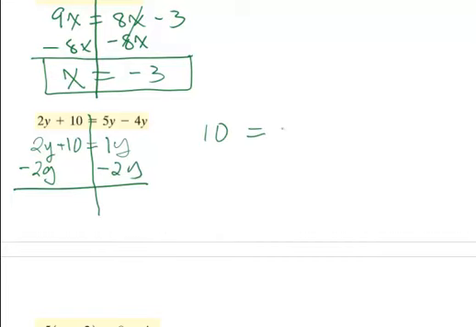Subtract 2y on both sides, minus 2y. And that's going to leave me with 10 is equal to, I can think of that as a 1y, a 1y minus 2y would be a negative 1y. So again, I want to get the y by itself, but I have a number in front of it. So I need to get rid of that negative 1 by dividing both sides by negative 1. And that's going to leave me with y is equal to negative 10.